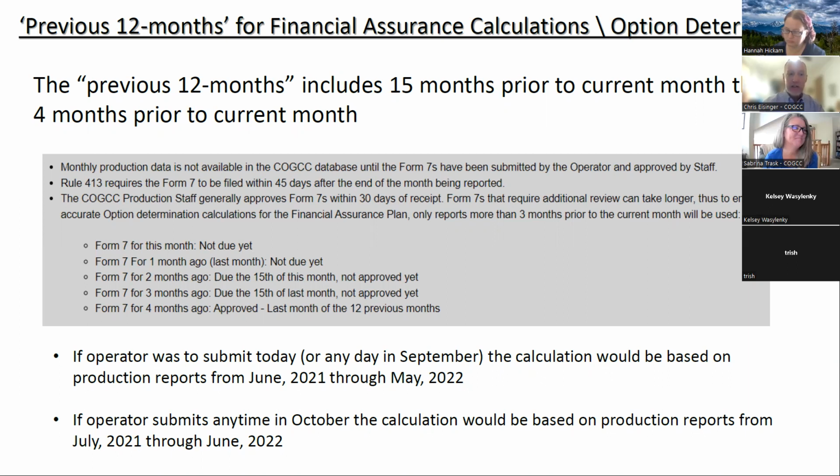And I just wanted to point out, as an example, the previous 12-month window is obviously a rolling window. And so if an operator was to submit today, the Form 3, or any day in September, the calculation would be based upon production reports from June 2021 through May of 2022. So again, that's 15 months prior to the current month through 4 months prior. For next month, because that's when I think operators are going to be submitting the forms and putting them together, that would be from July 2021 through June 2022. So hopefully that provides a little bit of clarity with regards to that.